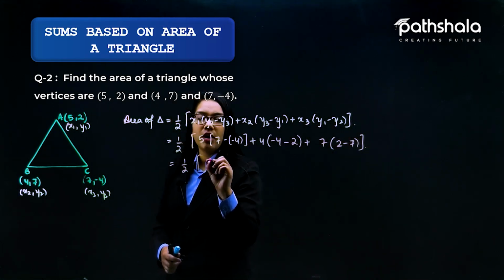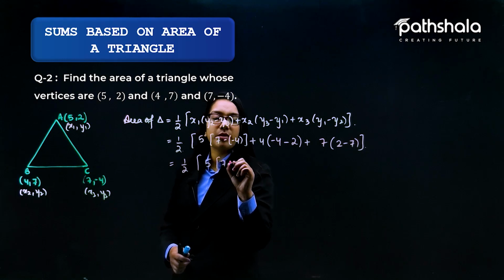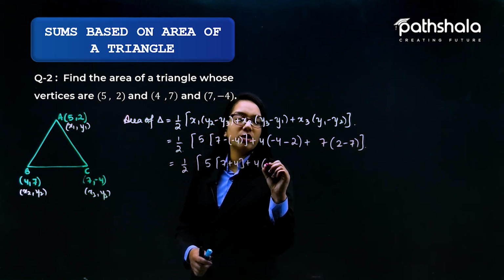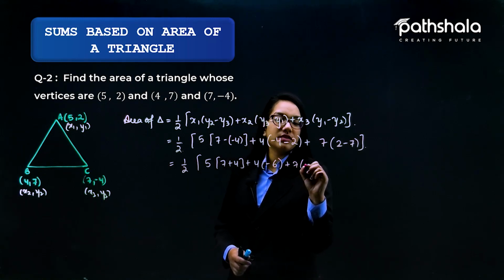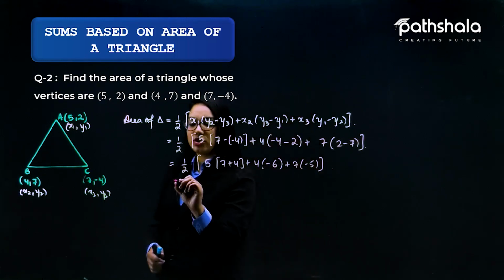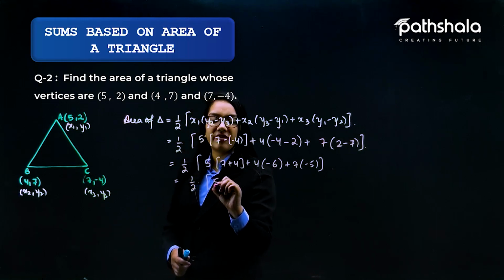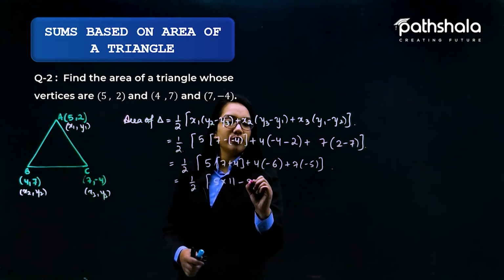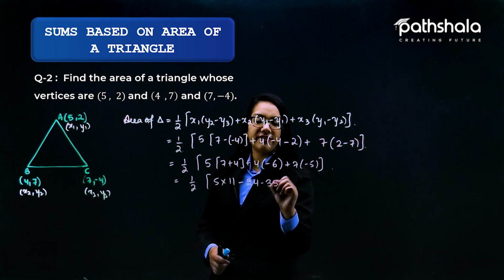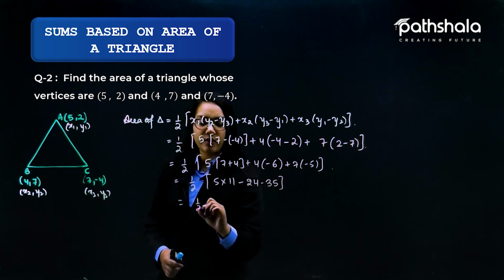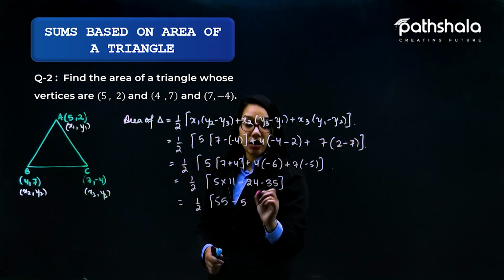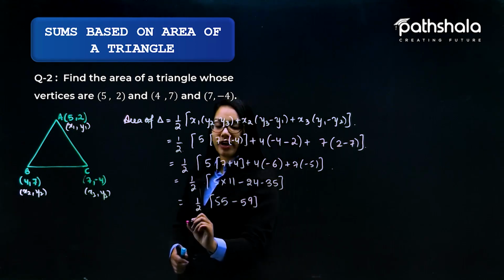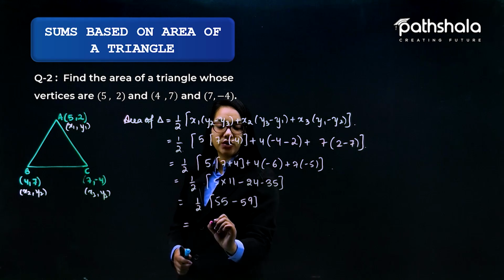We have half of 5 times (7 plus 4), plus 4 times (-4 minus 2), which is minus 6, plus 7 times (2 minus 7), which is minus 5. Now let's solve it further. This is half of 5 into 11 minus 24 minus 35. So at the end we are getting half of 55 minus 59, obviously. So we are getting the value as minus 4.